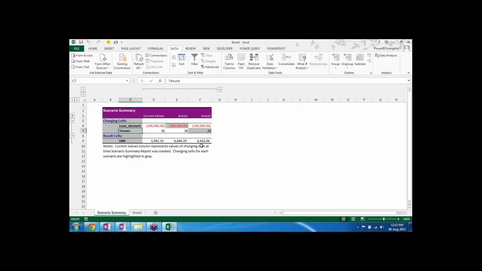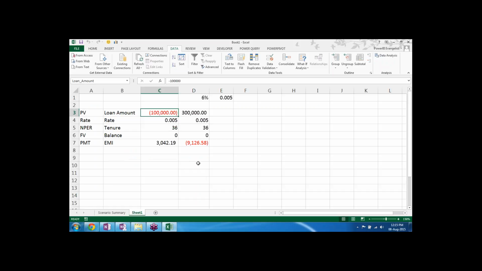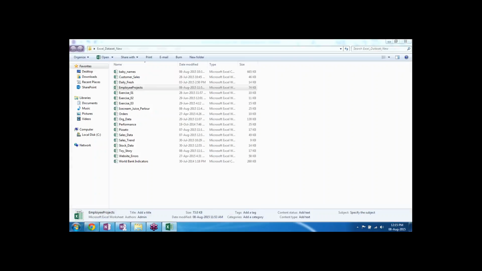So this is just a glimpse of an idea of how scenario manager can help you and work in your day-to-day capacities. So scenario manager, the third option, is also a very useful and beneficial option.